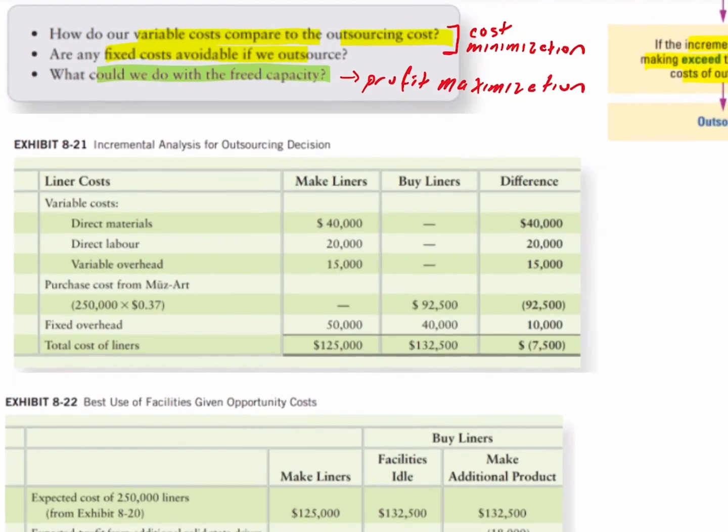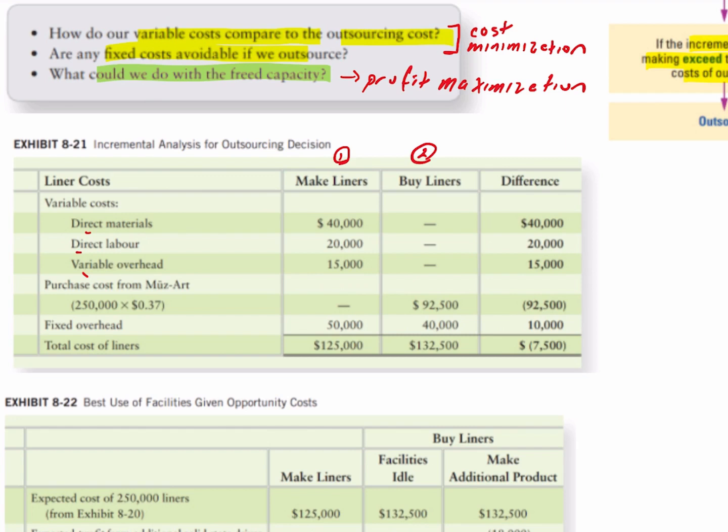So here's an example from your text that provides two alternatives. Number one is a make scenario, and number two is a buy scenario. All we do is extract the relevant items, which is anything that's about the future and anything that changes between alternatives. So we have our variable cost, which includes direct materials, labor, and variable overhead. The cost to make them in total is $40,000 for materials, $20,000 in labor, and $15,000 in overhead. Of course, if we buy the liners, then there is no cost.